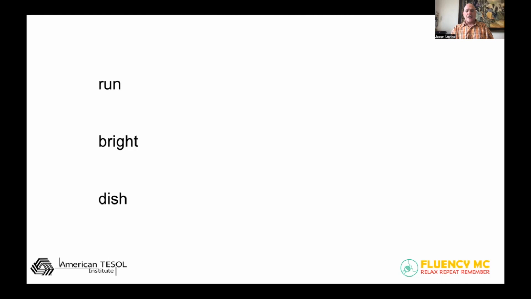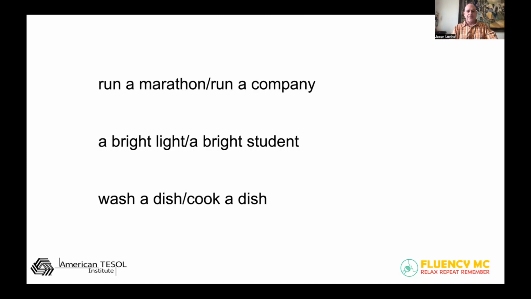So run. What's the first meaning we think of? It's really important to think of it. It's the most common meaning, maybe usually is the root meaning, and the other meanings flow from that, but not always. So we think of movement, right? Run. What about bright? You're probably thinking about light, and dish, the object, right?